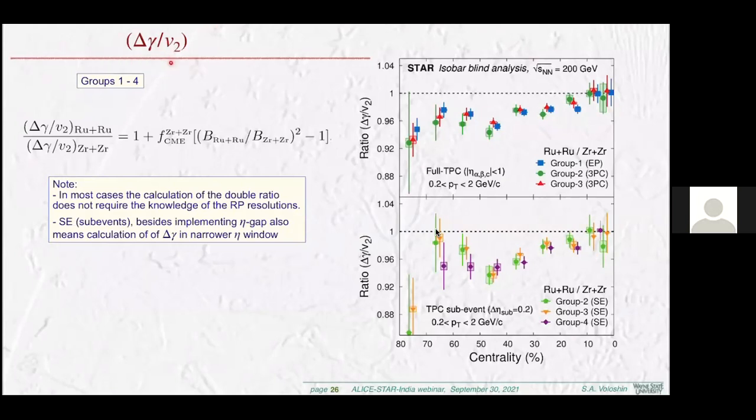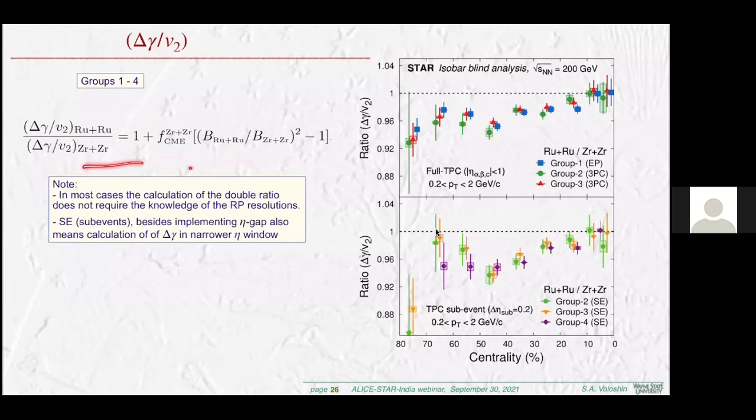And so even if some small difference in V2 was present, in this ratio it would cancel out. And this ratio would be exactly the same for two isobar species, or the ratio would be equal to 1 if everything is 100% background, because we just normalize to V2. And so the difference or excess would be related to CME contribution.